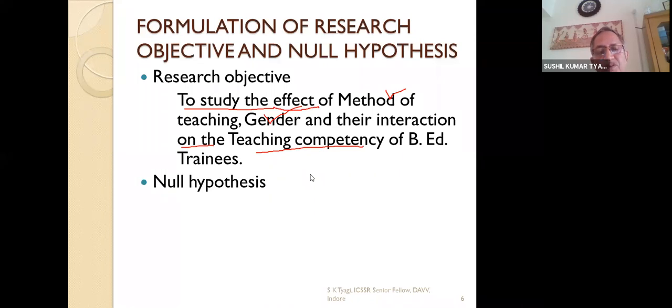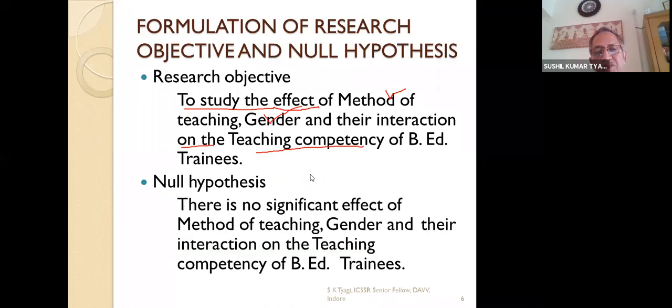Now the corresponding null hypothesis is: just replace "to study" with "there is no significant," and the rest remains the same. There is no significant effect of method of teaching, gender, and their interaction on the teaching competency of BEd trainees.